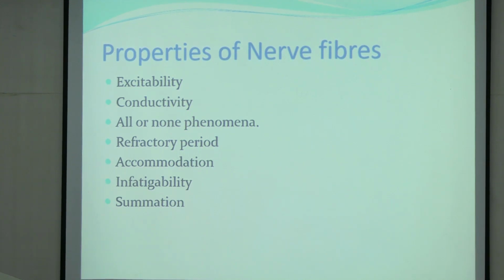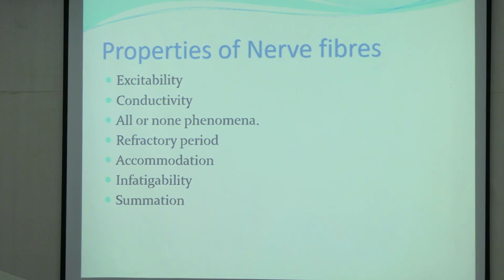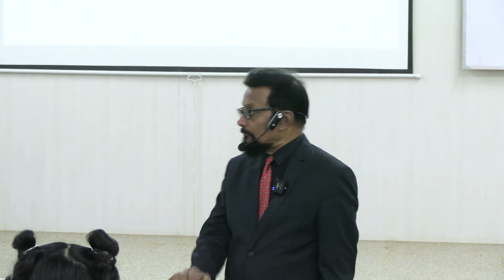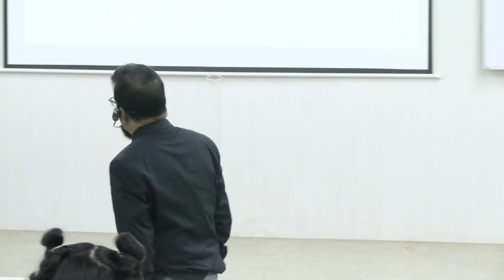Then there is conductivity. The main purpose of the nerve fiber is to generate nerve impulse and to conduct it. So how this nerve impulse is generated and how it is conducted along the nerve fibers, that we will study. How it is conducted in myelinated nerve fiber, how it is conducted in non-myelinated fiber. Very important. So you may expect questions from here. You may expect questions from excitability.